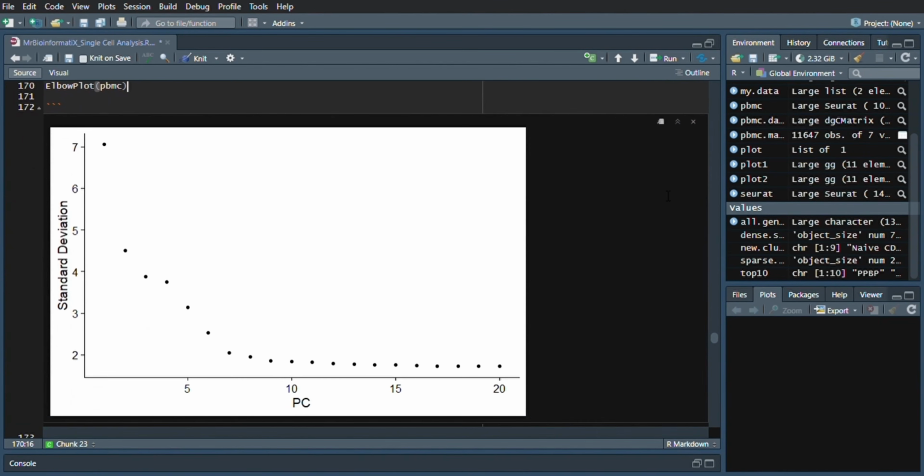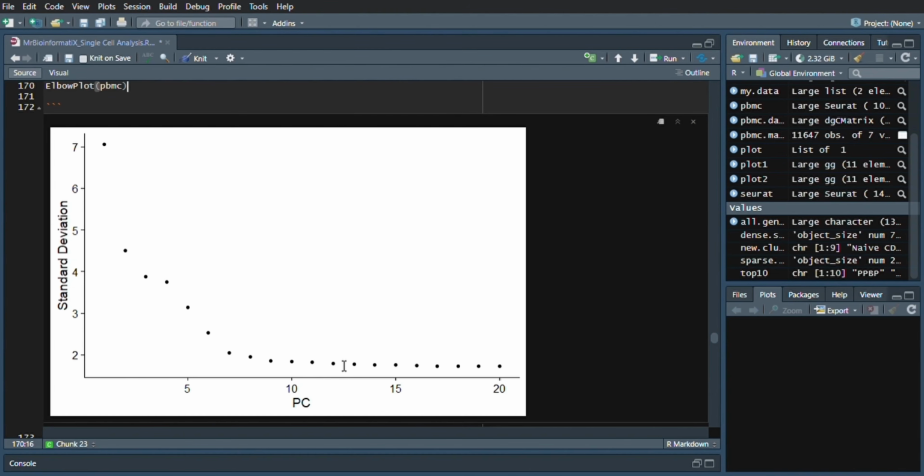And here we have it. As you can see, here is the number of PCs and here is the standard deviation. Based on the elbow plot, we will choose 10 because the plot shows a noticeable elbow, or inflection point, around the 10th PC. This is where the amount of explained variance begins to level off, meaning that after PC 10, the remaining components contribute much less to the overall variance in the data.